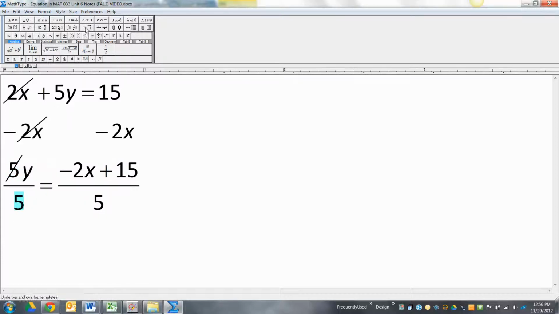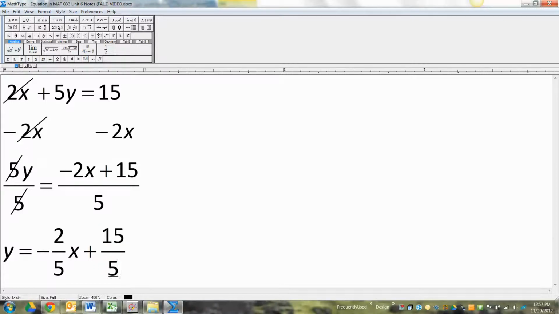There we go. Dividing. So that's going to divide away. 5 over 5 divides away and just leaves you with y. Now over here, you've got to do both of these things. So you have to write negative 2 over 5x plus, and then you got to divide the other one, 15 over 5. Can't just do the left without doing the right.